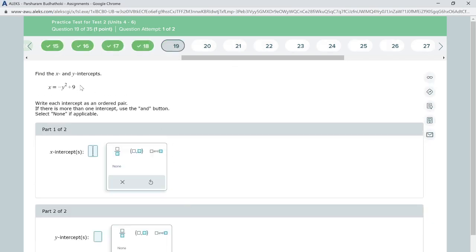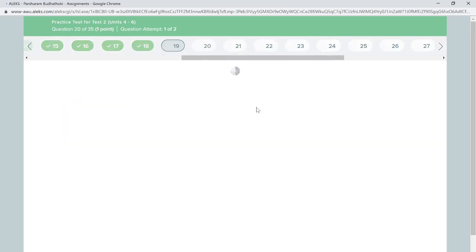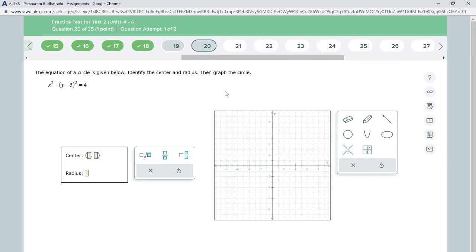Okay, find the x and y intercept. I'm not going to repeat the very same thing, just use the same idea we used for number 17 and 18.